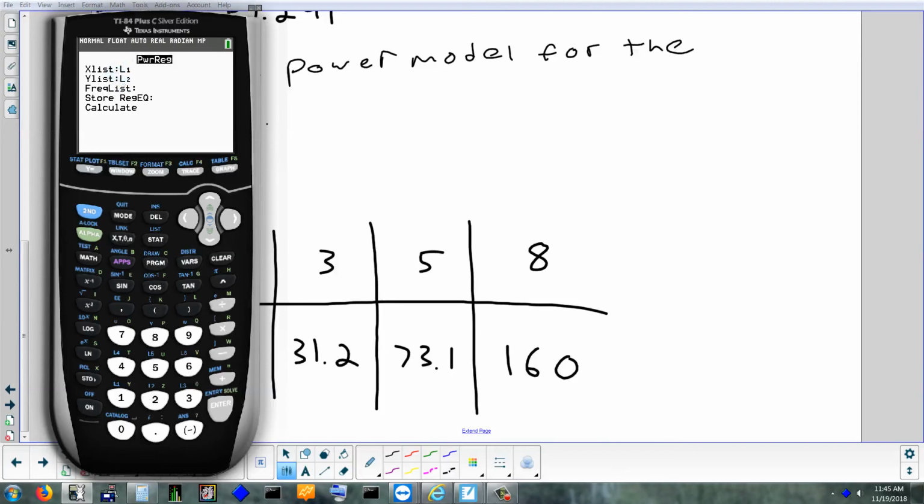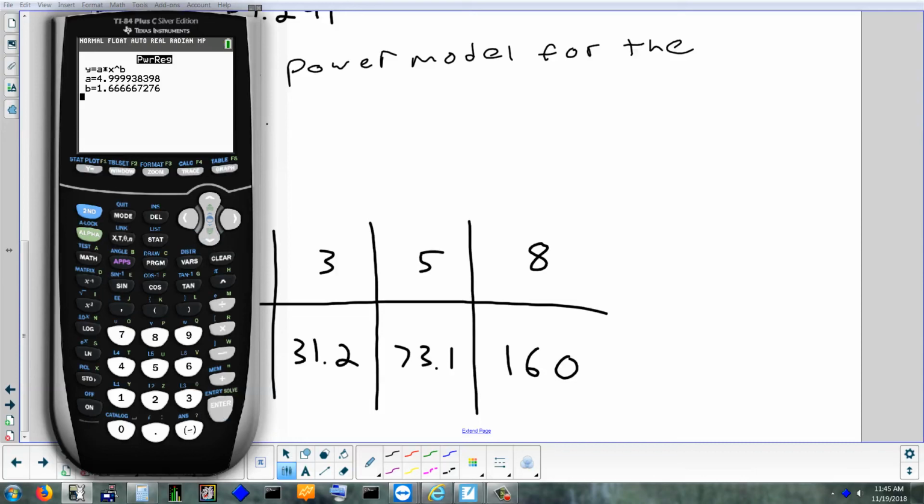As long as you did what I said, you should be fine. If you're wondering how do you type L1 in, you press second, and then 1, 2, 3, 4, 5, 6. Those are all your lists. Second, and then 1 through 6. All right, I don't need to change anything. So I can go right down and calculate. Hit Enter.